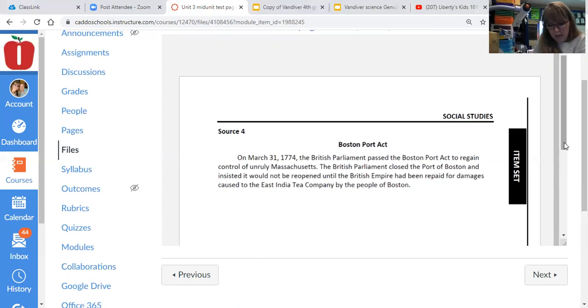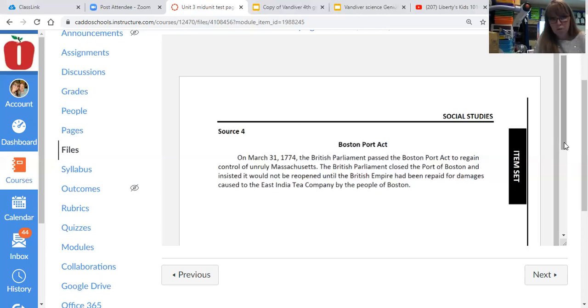A, increase the pay for troops protecting Boston against unruly citizens. B, to buy the loyalty of local government officials in Boston. C, reacting against the destruction caused by colonists at the Boston Tea Party. Or D, to impose restrictions against the citizens of Boston for causing the Boston Massacre. Which one? There's one that really stands out. It is C, reacting against the destruction caused by colonists at the Boston Tea Party. All those chests of tea that were thrown in the harbor.